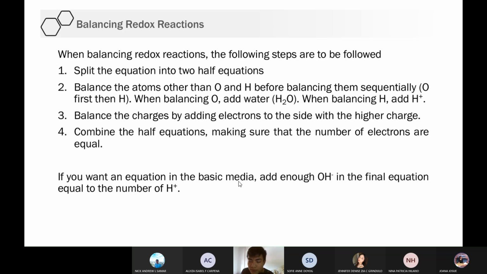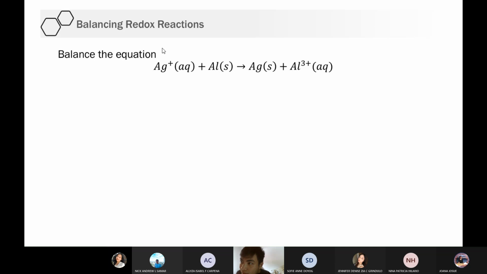If you're asked to get the basic medium equation, ibig sabihin walang H+, OH- dapat. Ganito gagawin mo. Kung ilan yung H+ mo dito, ganun karami yung OH- na idadagdag mo on both sides of the equation. Okay. Bakit? Mamaya pakita ko. So again, take note of the steps, no? And then I will show you how to do this. Okay? So take note of that and let's proceed.